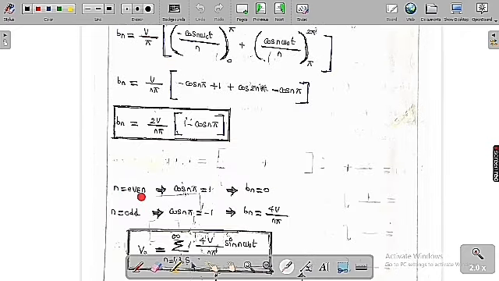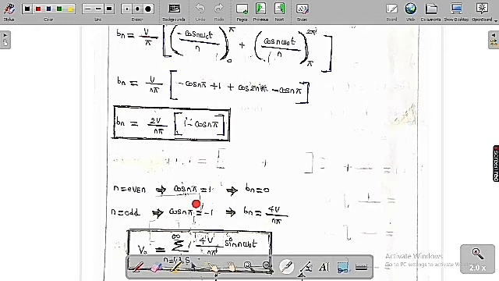So when n is even, what is going to happen? When n is even, cos n pi, see cos 0 pi is equal to 1 and cos 2 pi is equal to 1. So like that it is going to become 1. So 1 minus 1 is 0. Therefore bn is equal to 0. When n is odd, cos n pi is equal to, when n is odd, say n is equal to 1, we are going to get minus 1. So like that. So if you get minus 1, you are going to get 4V by n pi.